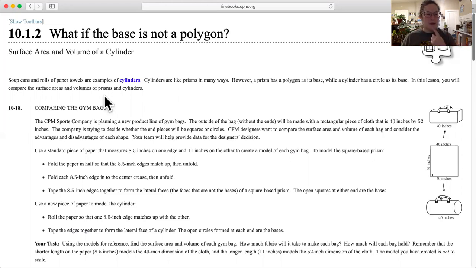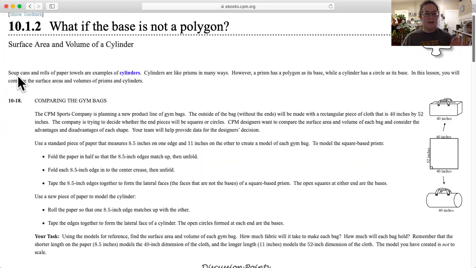Okay, so what we're doing here is we're looking at surface area and volume of a cylinder. Soup cans and rolls of paper towels are examples of cylinders. The bottom of this is a cylinder. This is a cylinder. The cup without the handle, that's a cylinder. Cylinders are like prisms in many ways. However, a prism has a polygon at its base, while a cylinder has a circle at its base. So you'll learn to compare surface area and volume of prisms and cylinders.